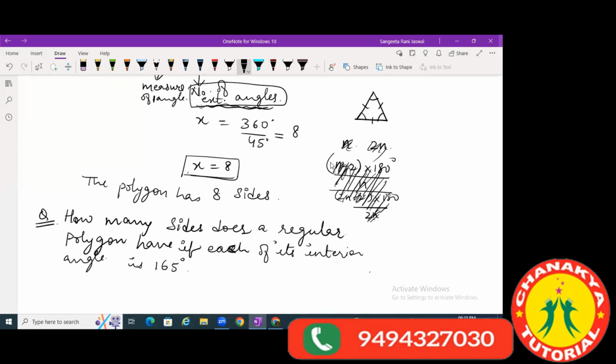Now, just assume that the interior angle in a polygon is 165 degrees, although this is drawn as an acute angle. That means the supplementary angle, the exterior angle, will be 180 minus 165 degrees. So that means this will be 15 degrees.